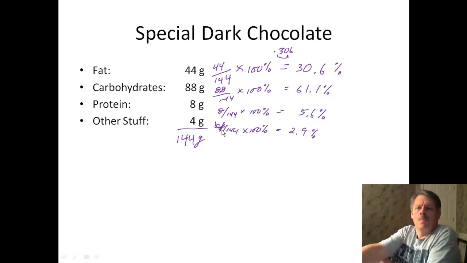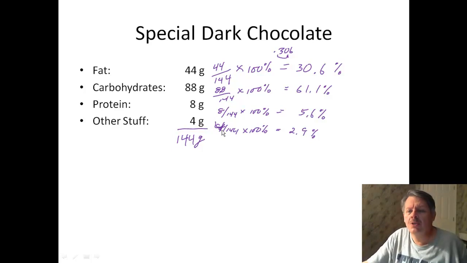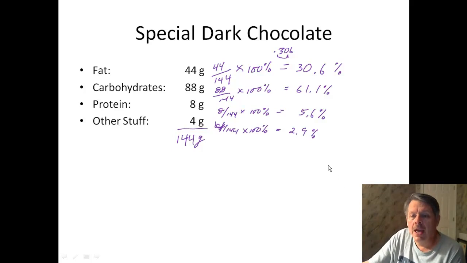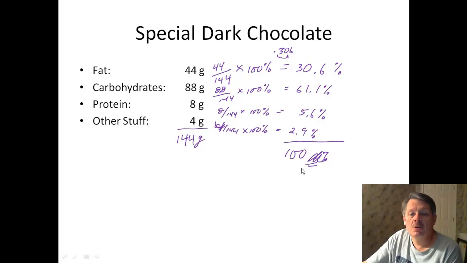Now I've got some rounding error going on here. Clearly with 5.6 we ended up rounding down, and with the 2.9 we ended up rounding up. So when I add all these things up, just a reminder, your percentages should add up to 100. In our case, I think they add up to 100.2. That's close enough for what we're doing. Don't worry about the 0.2. So it adds up to 100%. Just remember your percentages always add up to 100%.